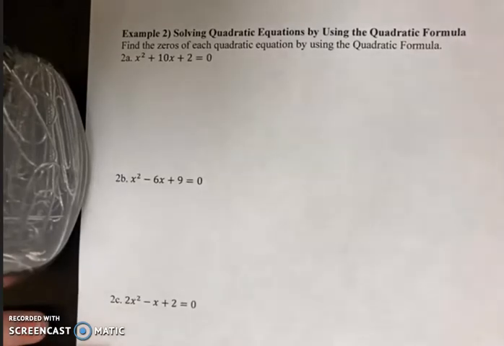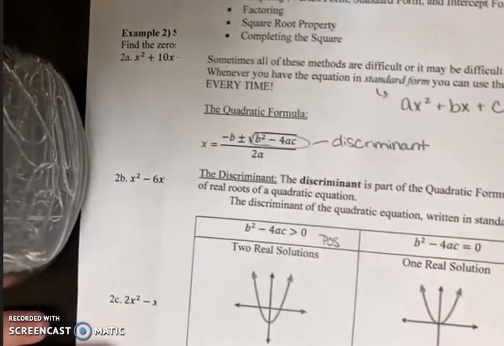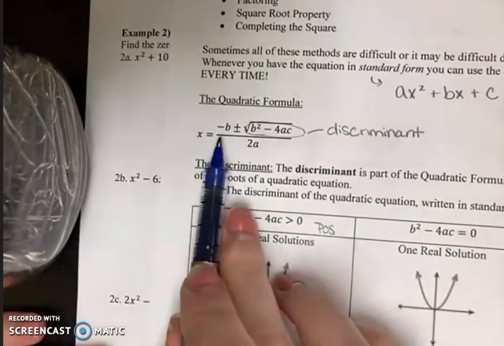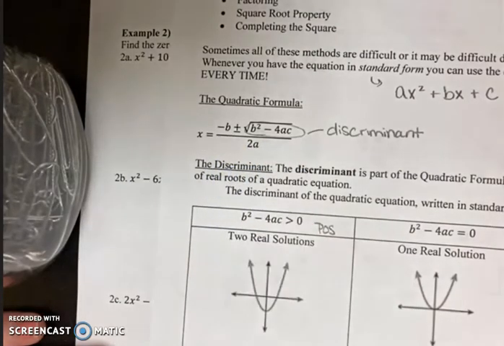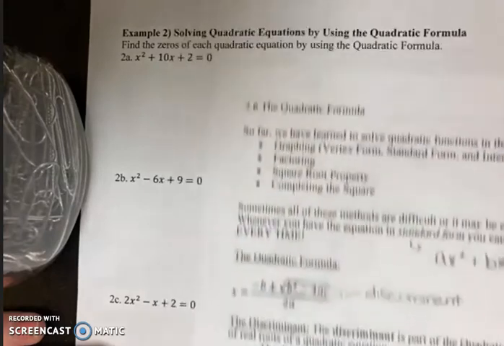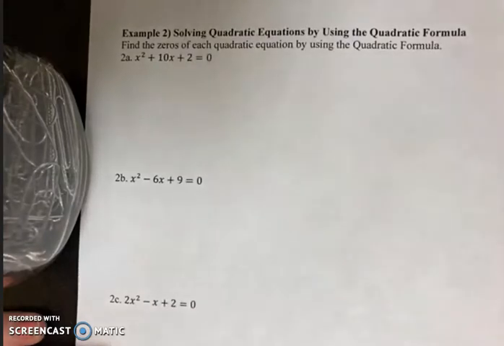The quadratic formula, which is listed on that front page, is negative b plus or minus the square root of b squared minus 4ac all over 2a. Remember that part that's underneath the radical, the b squared minus 4ac, that is the discriminant.